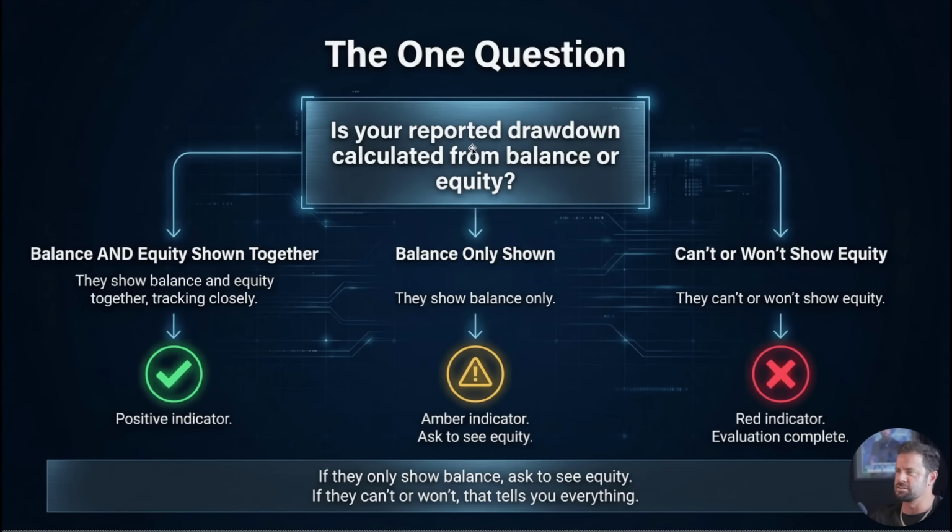If it doesn't, then you need to ask, well, what's the drawdown from equity? And if you can't see the equity curve, then you still need to ask, well, can I have the equity curve? Okay. So this is a huge indicator. All right. It's so easy. I'm going to show you examples in a second.